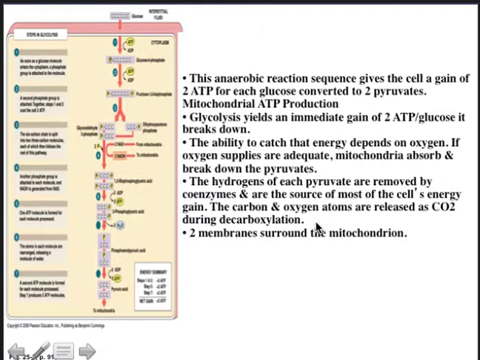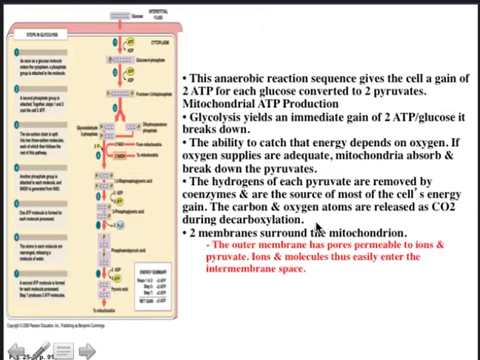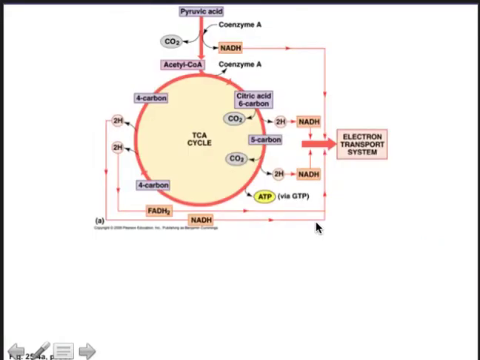Two membranes surround the mitochondria. The outer membrane has pores that are permeable to ions and pyruvate. Ions and molecules thus easily enter the inner membrane space. The inner membrane contains carrier proteins that move pyruvate into the matrix.